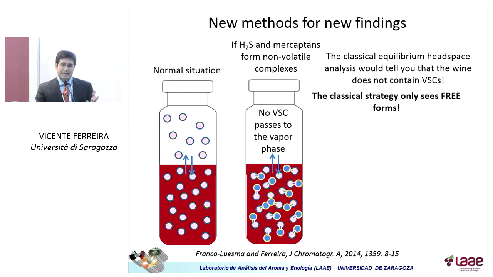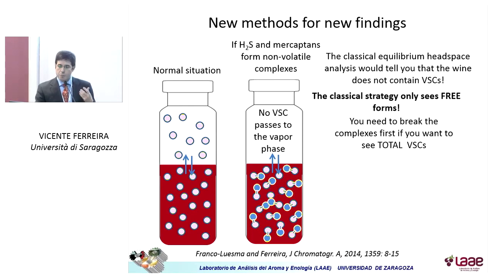So that classical strategy only sees free forms, because you need to break the complexes first if you want to see total volatile sulfur compounds, and that's what we do.